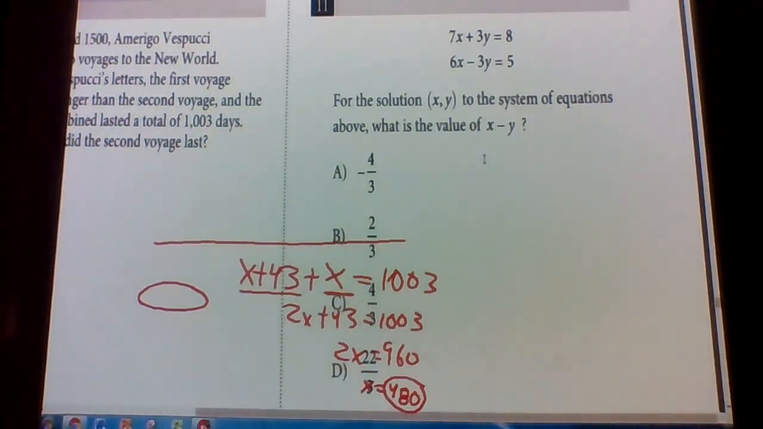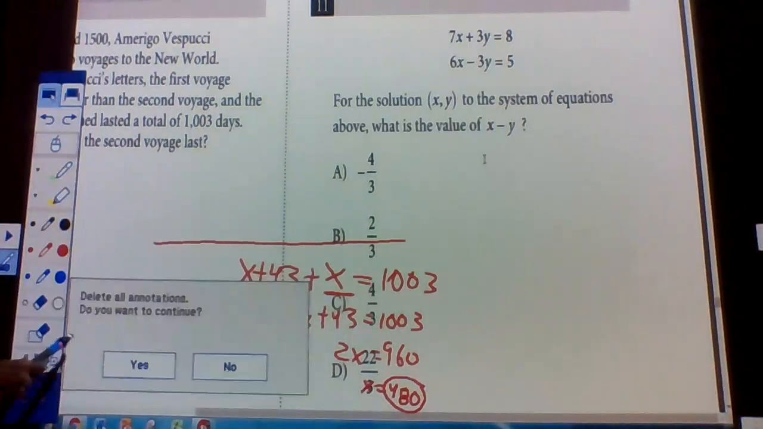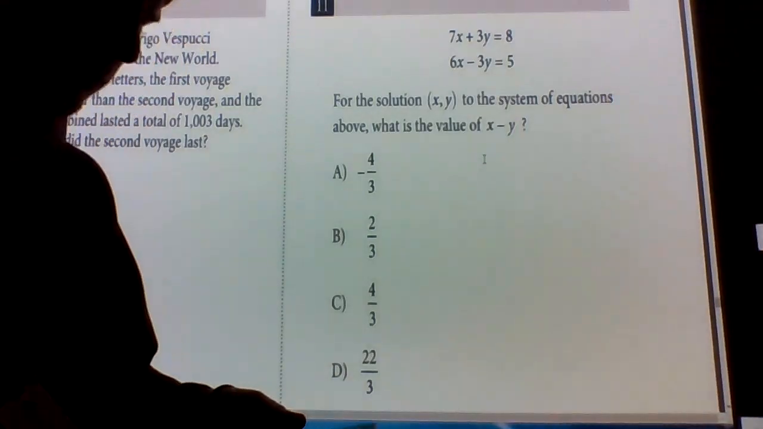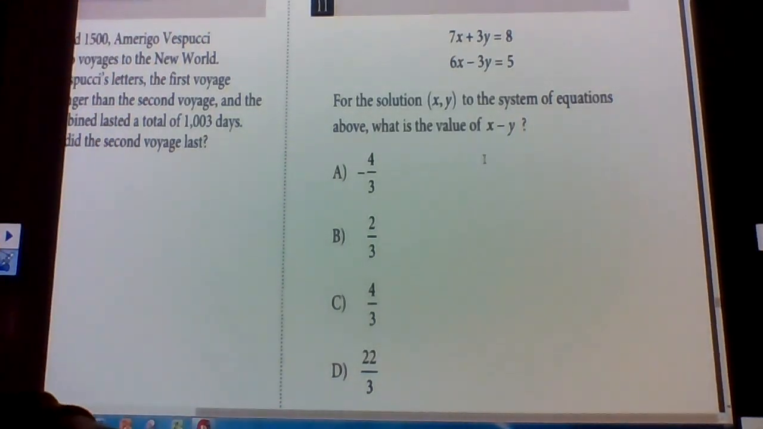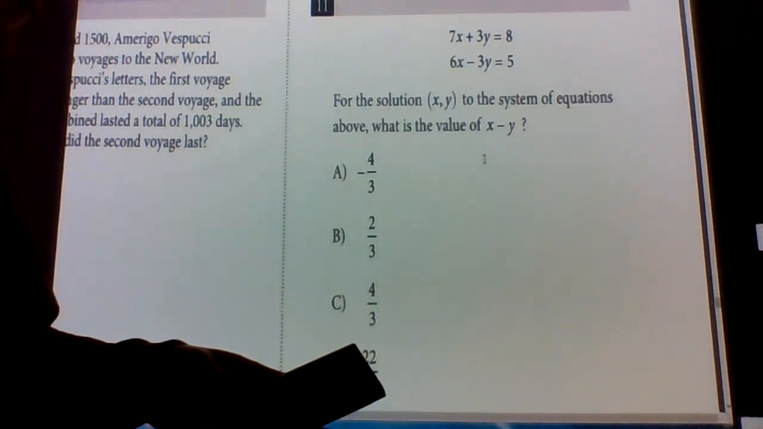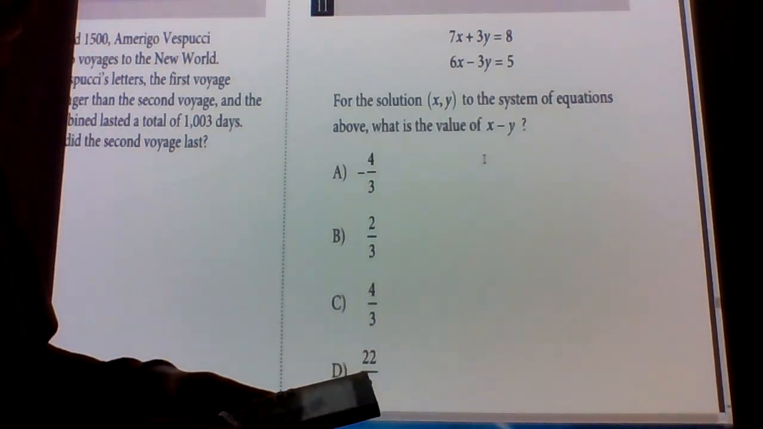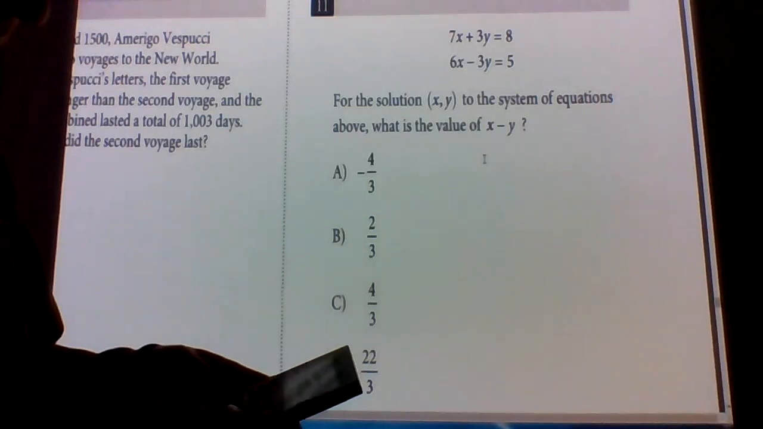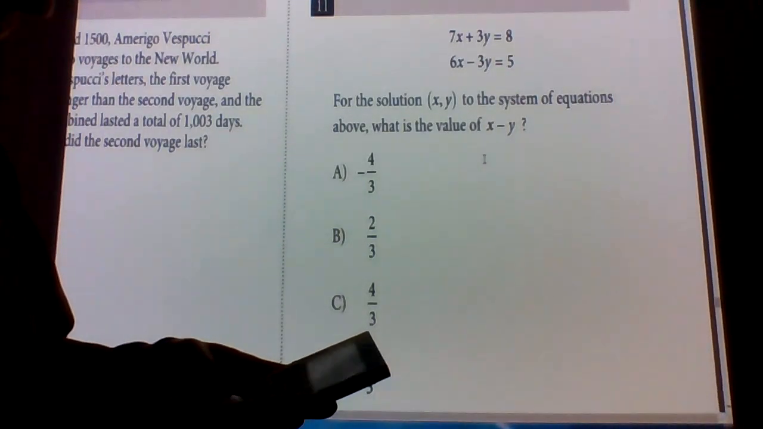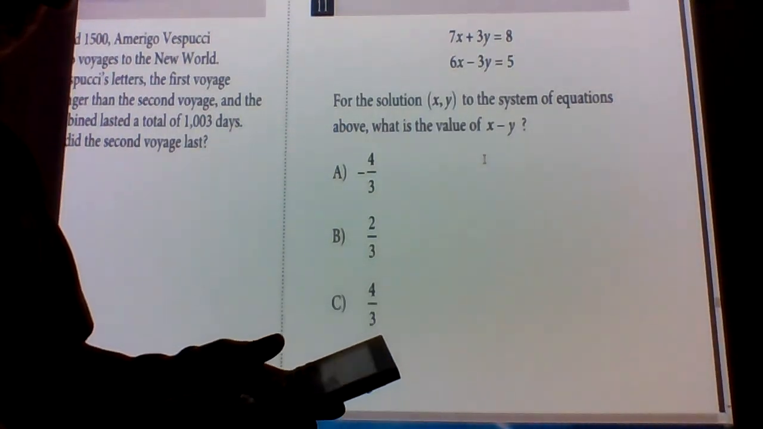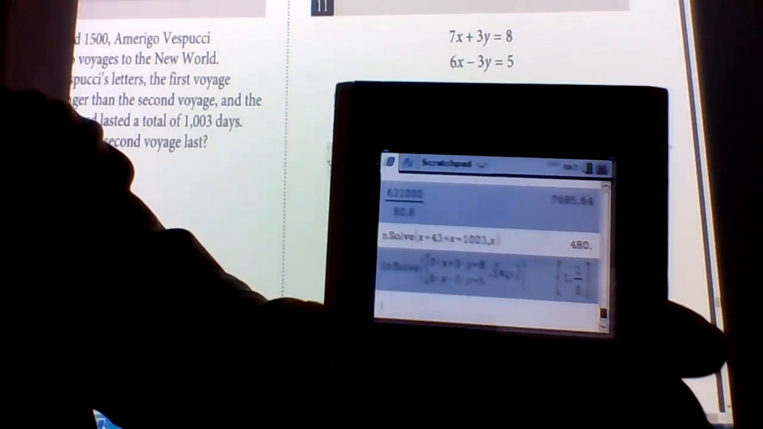11. Menu 3-2, right? So let's just use the calculator here. You just go to menu 3, 2. You have two equations. You type the first one in the top box, 7x plus 3y equals 8. And then 6x minus 3y equals 5 in the bottom box. You hit enter, and it gives you 1, comma, 1/3.